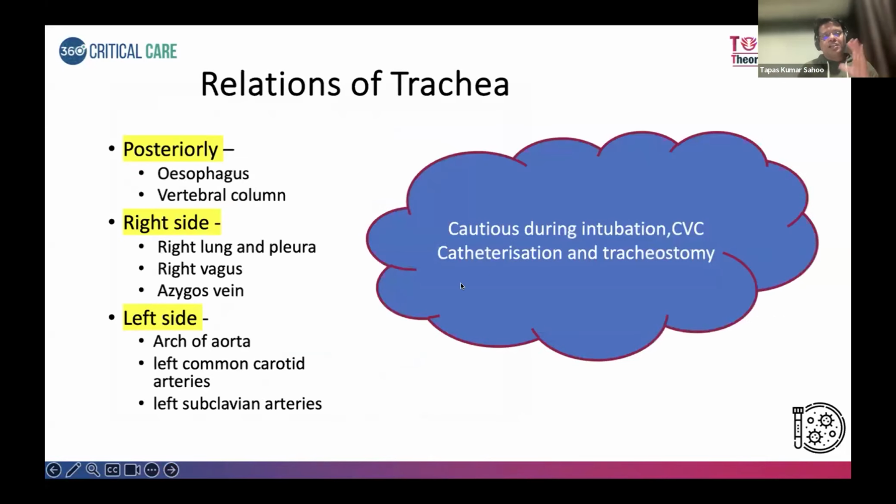And that's why you need to remember the relationships, because you have to be cautious during intubation. If you do a wrong intubation, it will go for esophageal intubation. During a central line, if you go in the wrong direction, you will hit the right lung and pleura, resulting in pneumothorax, and also in tracheostomy. Everybody knows the complications or challenges we normally encounter if the anatomy is not very clear to us or to our clinical examination.